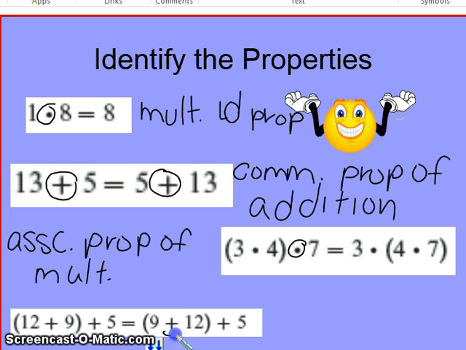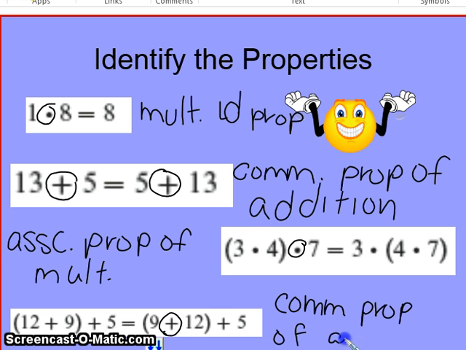Now, this is definitely the addition property that we're dealing with. It can't be the identity because we're not adding 0. But notice that 12 comes first here on the left side, but 9 comes first on the right side. The numbers have moved from one place to another. And when the numbers move from one place to another, that's our commutative property. And again, we need to specify that it's of addition.